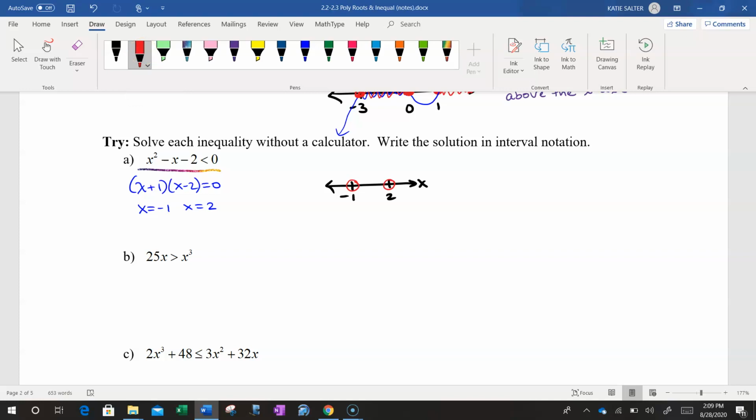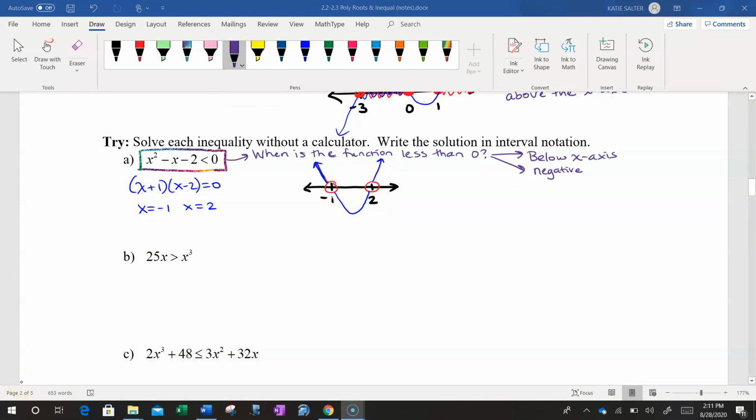This is a quadratic function. It graphs a parabola. It has a leading coefficient of 1, so it opens upward. So I'm going to draw a sketch of my parabola. And since we want to know when this function is less than 0, that would mean when it goes below the x-axis. So in this case, it would be in between these zeros, -1 and 2. So our final answer would be -1 to 2 with parentheses.